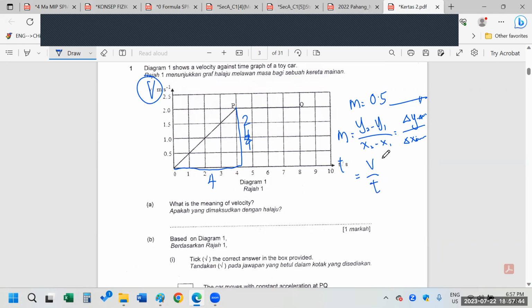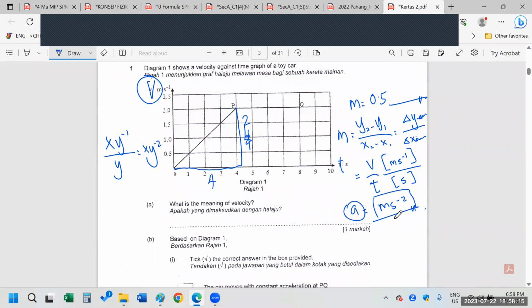So how do we derive the unit? We say meter per second divided by second. So you combine them like x, y to the power of -1 divided by y, you will get x, y to the power of -2. So this unit would be acceleration. Okay, gradient is acceleration.